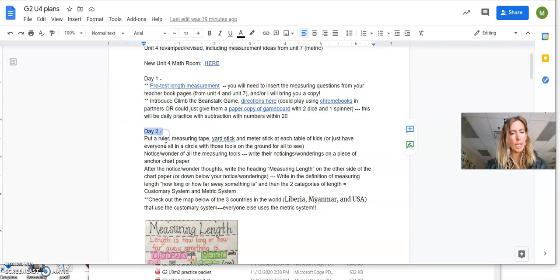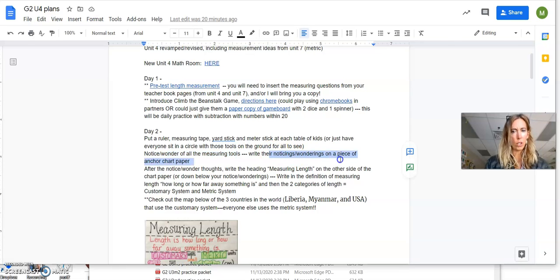Okay, day 2. Now is when you're going to put out the ruler, the measuring tape, a yardstick, and a meter stick. And maybe you put it at each table so that kids at each table could look at all of them and notice things. Or you could all sit in a circle and look at these tools. Notice and wonder about all of them. What do you think we use them for?